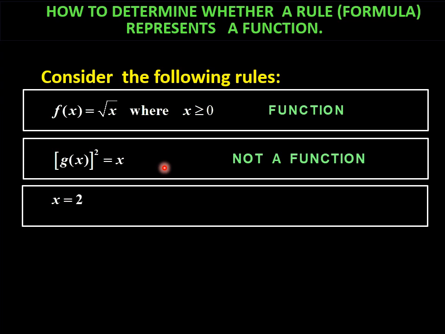Let's look at this one. x equal to 2. So x is always 2. Right? So x equal to 2 can be associated with any y value. Therefore, this is also not a function.